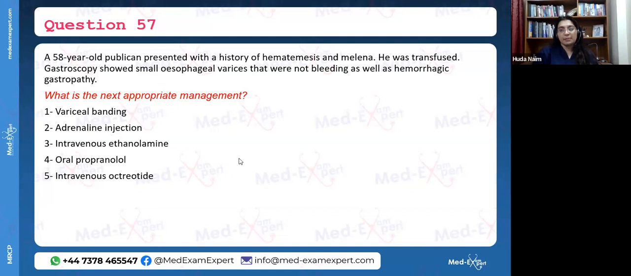So you have a patient with hematemesis and melena. Gastroscopy showed small esophageal varices that were not bleeding, and there was hemorrhagic gastropathy as well. So what would you use in these patients? So you would be using oral propranolol. Very good, Dr. Ian.